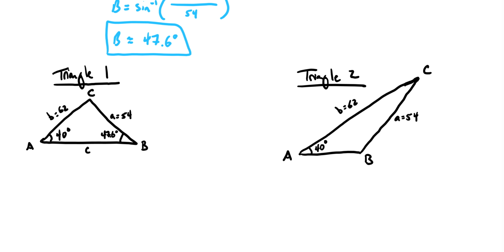And it might look something like this, hopefully. So now the question is, for this second triangle, what's the value of angle B? So it is not this value up here. It is not the 47.6 degrees. That is only for triangle 1. So the question is, what is this other angle for angle B?